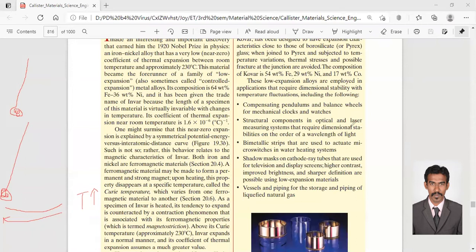Then I have structural components in optical and laser measuring systems that require dimensional stability on the order of the wavelength of light, right? So these are a few applications. Bimetallic strips that are used to actuate micro switches in water heating systems.